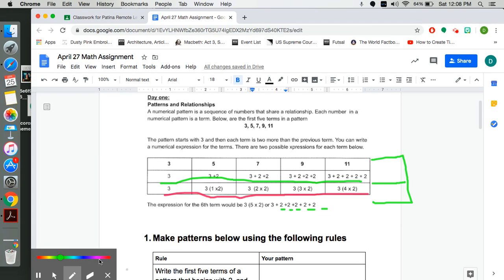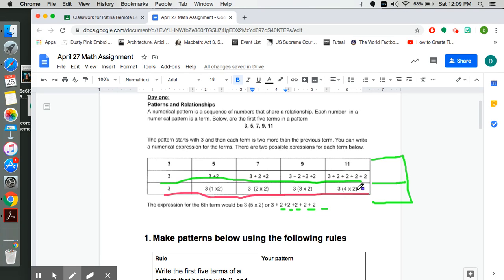All right, the next term is a little different. We're not adding now, we're now multiplying. So the first one, we just have a regular 3 like we did up here. This term, we've got 1 times 2. In this term, we've got 2 times 2. In this term, we've got 3 times 2. This term, we've got 4 times 2.